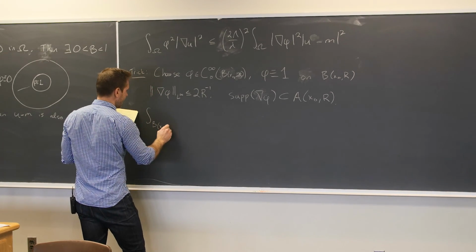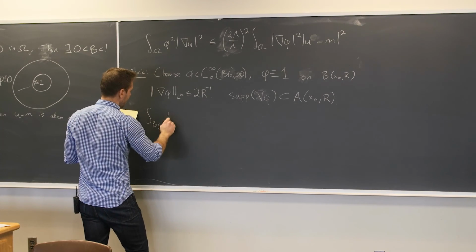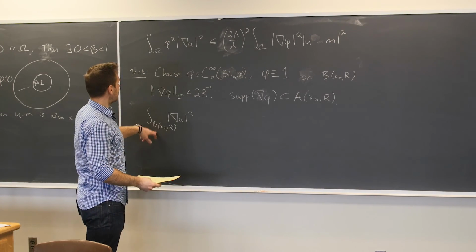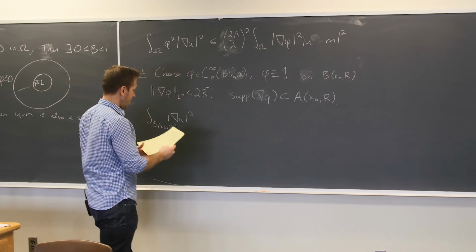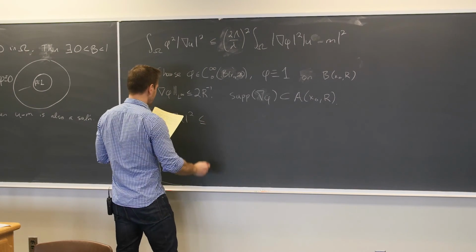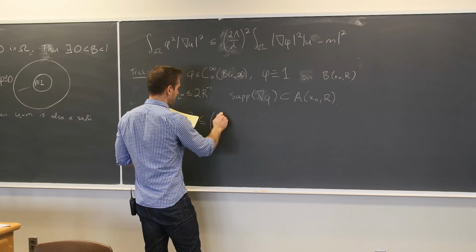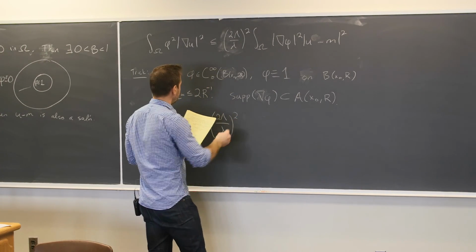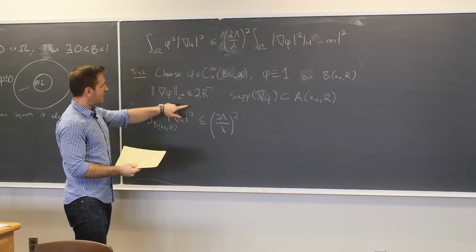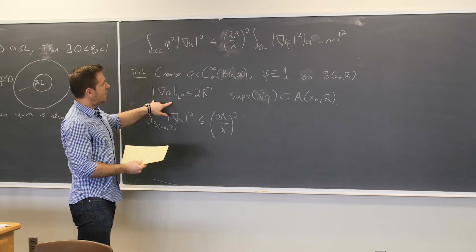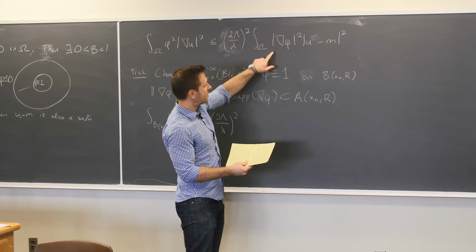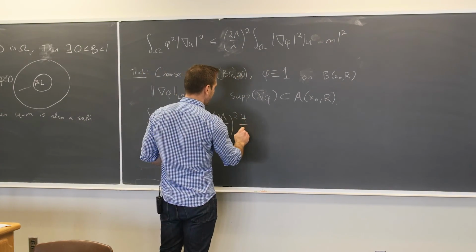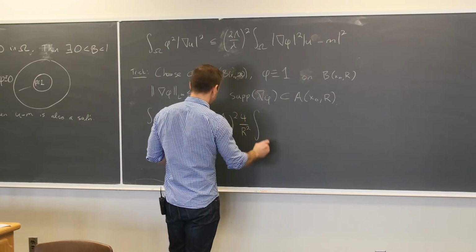So if we just take the energy of u over the ball of radius r, obviously that's going to be less than this for our chosen phi. So this is less than or equal to, and now we have, this is bound by 2 over r, so this squared is going to be bound by 4 over r squared. So we can pull that 4 over r squared out.